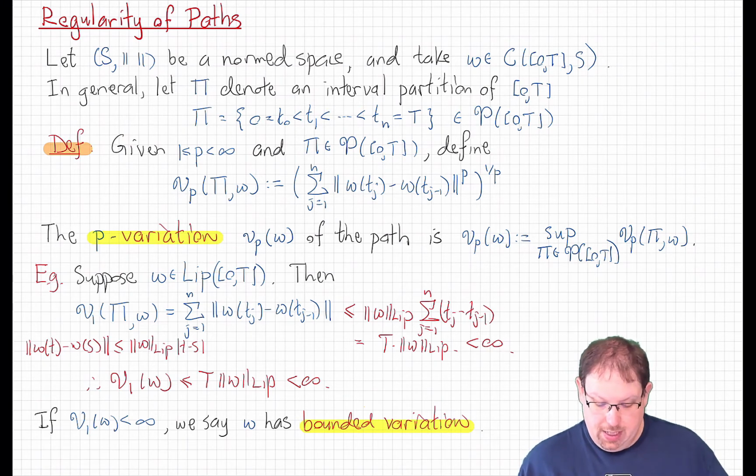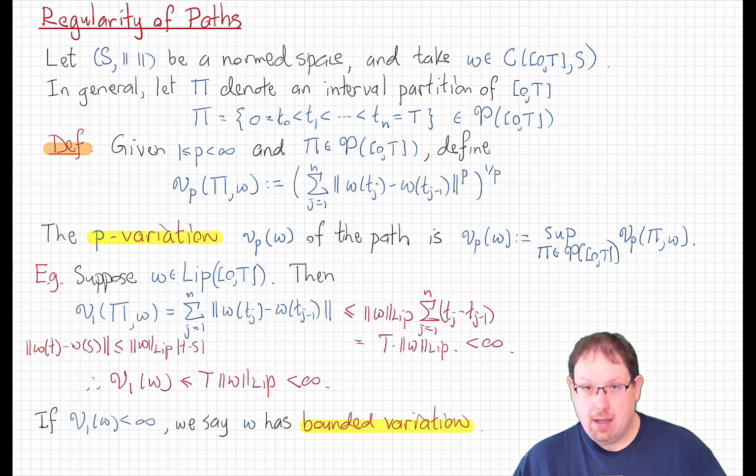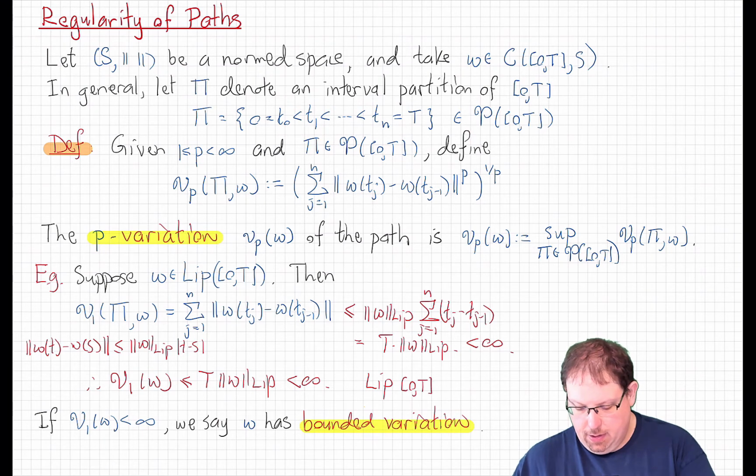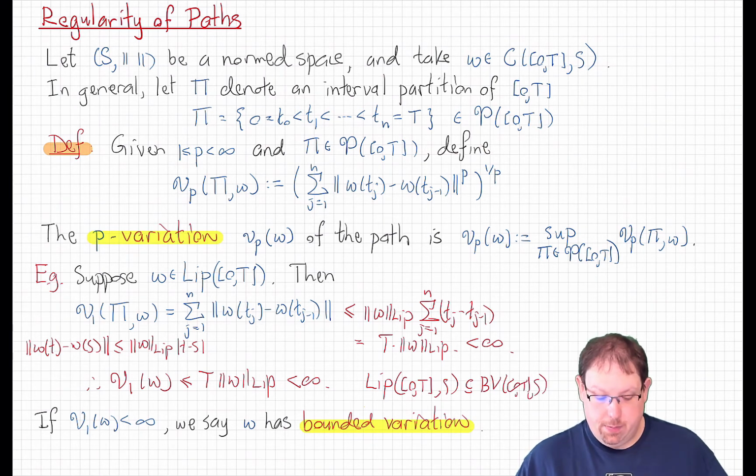We denote the set of paths that have finite 1-variation BV, the bounded variation paths. And what we just showed is that the Lipschitz paths on 0 to T are contained in the bounded variation paths for any normed space S. To give some context and intuition for these Lipschitz versus bounded variation paths, let's consider the special case where the normed space is the real line, in which case we can talk about functions that are smoother even than either of these cases.